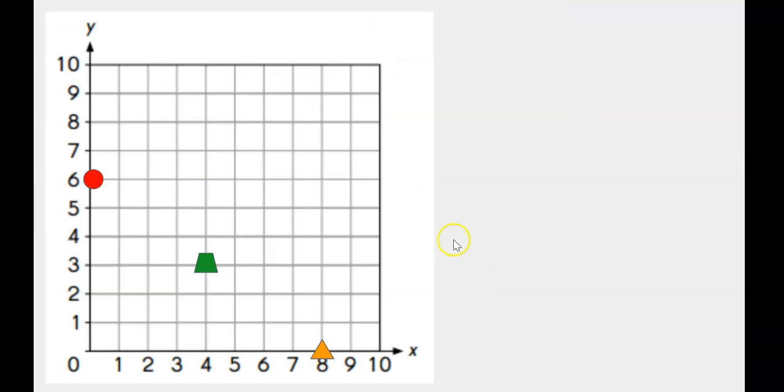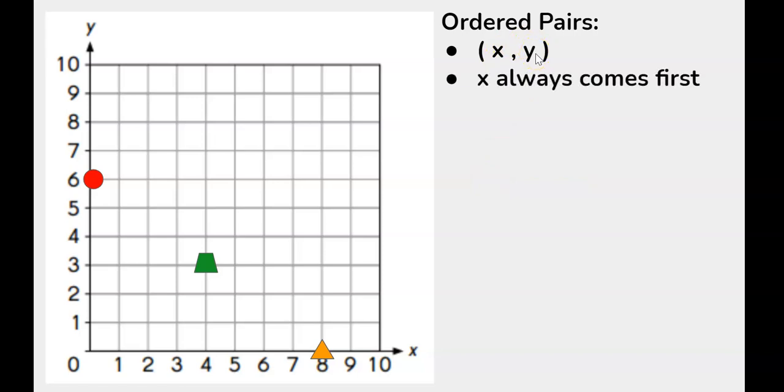So here we have another coordinate grid, and you can see I put some shapes on it. These are the ordered pairs that match those shapes. So remember that ordered pairs are going to go from x to y. X always comes first. Kind of like an alphabet, x comes before y. So you're always going to say how far over before you say how far up.